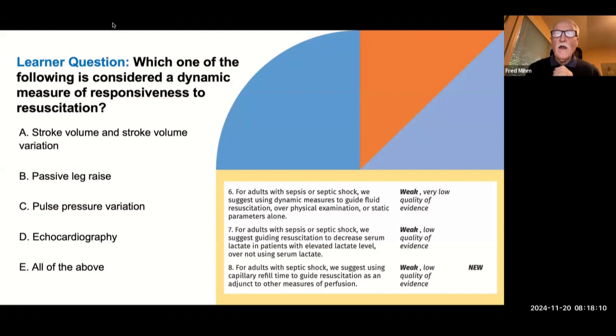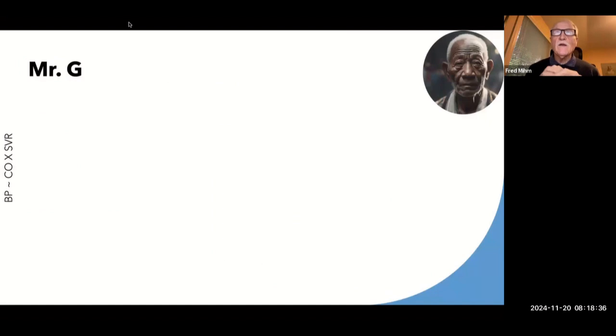And number 8 is: for adults with septic shock, we suggest using capillary refill time to guide resuscitation as an adjunct to other measures of perfusion. And this is a new recommendation. And I think, again, because it's readily available in any location, I just want to remind you that the normal capillary refill time is 1 to 2 seconds. So anything longer than that would be considered a sign of poor perfusion.